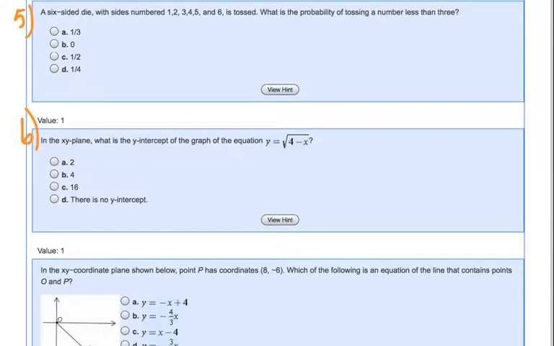Now go to question 5. A 6-sided die with sides numbered 1, 2, 3, 4, 5, and 6 is tossed. What's the probability of tossing a number less than 3? So which numbers are less than 3? We know that 1 and 2 are less than 3. But altogether, how many numbers do you have? We have 6 numbers.